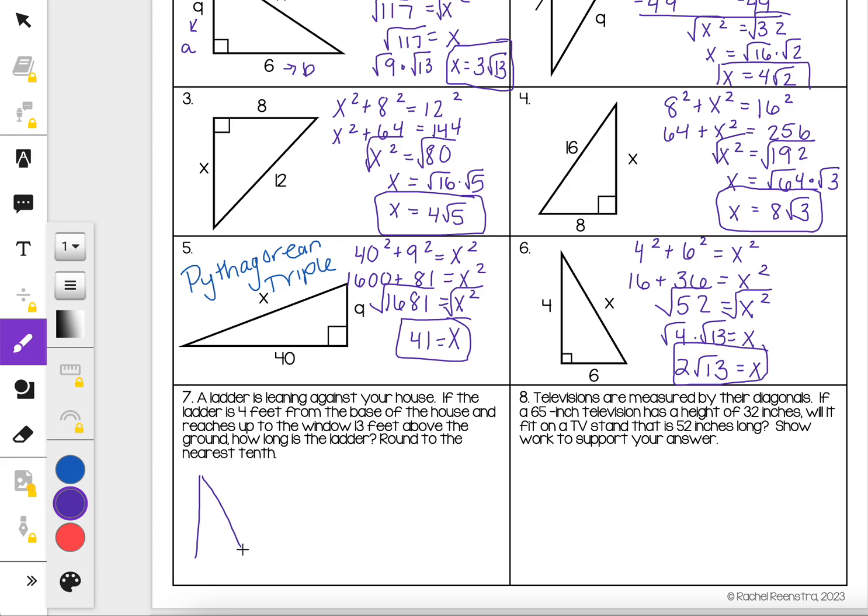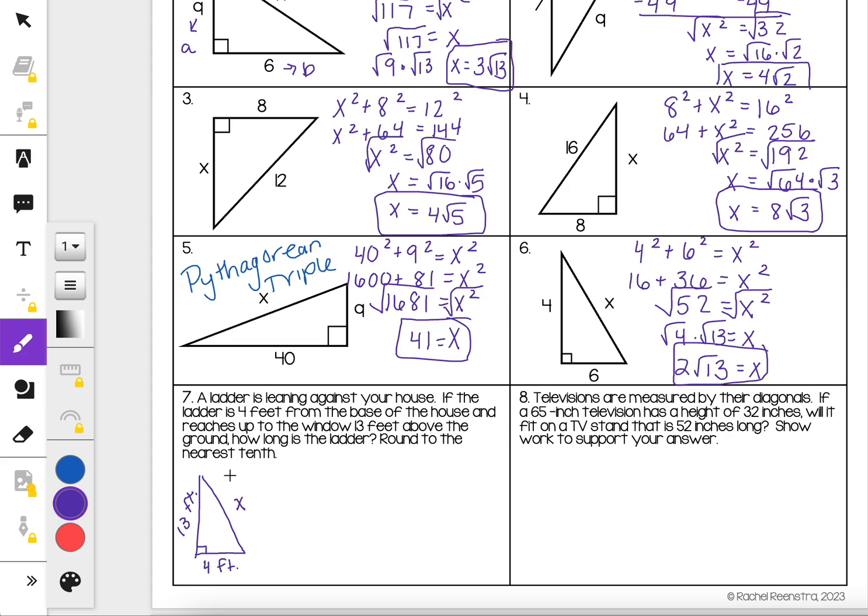All right, so here is our ladder. We're trying to find out how long the ladder is, so we're going to call that x. This ladder is leaning against a house, so the house and the ground are going to form a 90-degree angle. That's what's making this a right triangle and allows us to use the Pythagorean theorem. And we know that this ladder is 4 feet from the base of the house, and it reaches up to a window that is 13 feet above the ground.